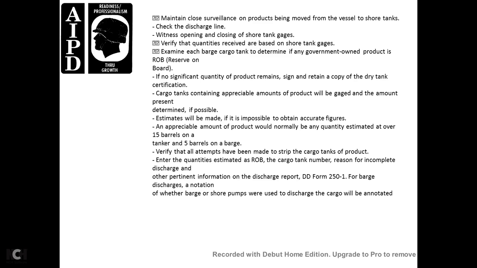At the shore tanks, check the discharge line and witness opening and closing of the shore tank gauge. Verify quantities received based on the shore tank gauge. Examine the barge cargo and determine the government-owned product remaining on board, or ROB. If a significant quantity of product remains, retain a copy of the dry tank cargo certificate. An appreciable amount of product will be gauged and the amount present determined; if it cannot be established, estimates will be made, and if possible accurate figures obtained. An appreciable amount of product would normally be a quantity estimated over 15 barrels on a tanker or 5 barrels on a barge.